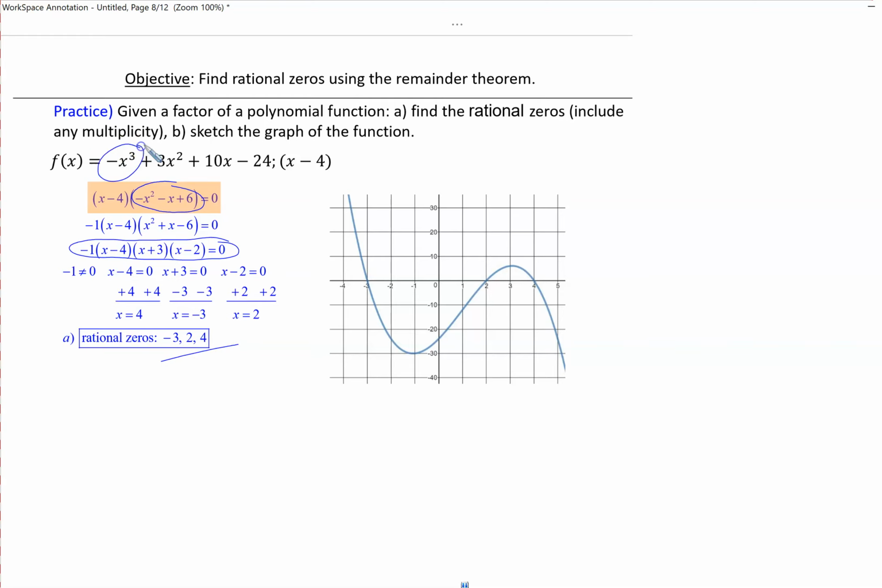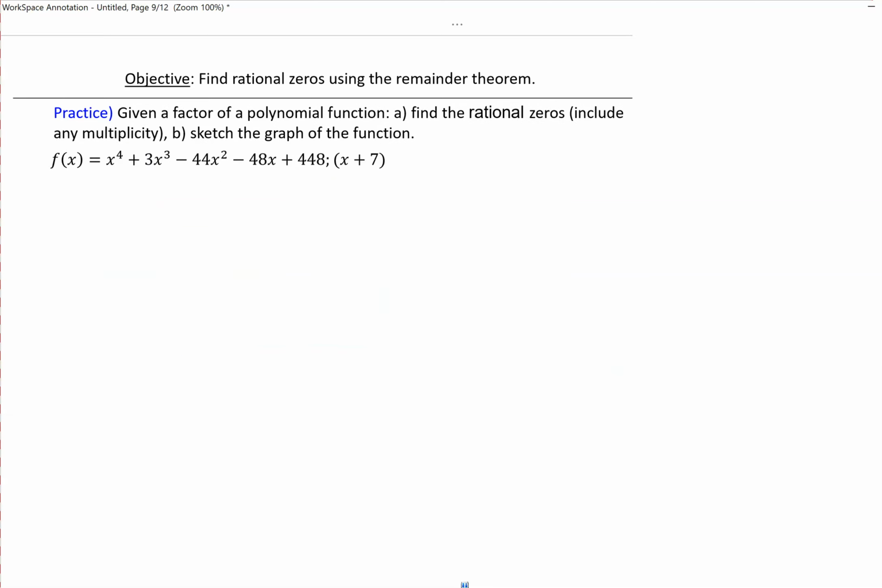Our first term is negative x cubed, which means our left end has to go to negative infinity. Or sorry, our right end has to go to negative infinity. And our left end has to go the opposite direction, which is up here at positive infinity. All right, let's try another one. Pause your video here.